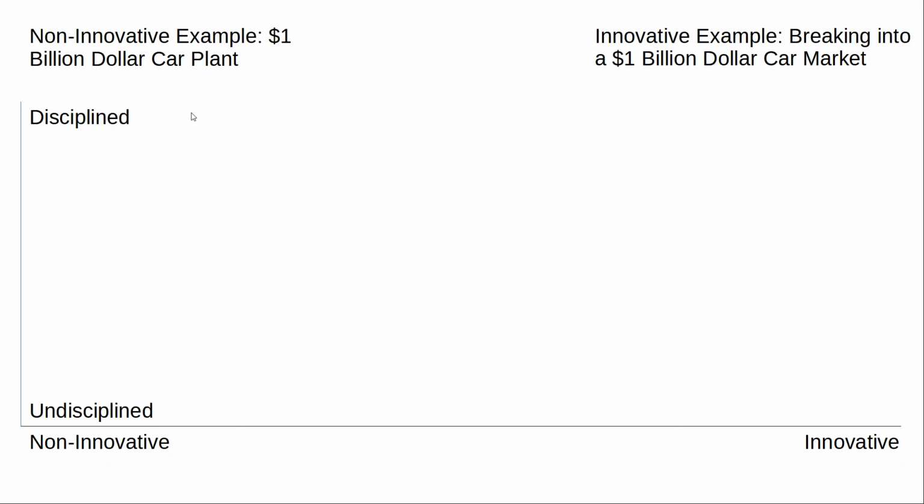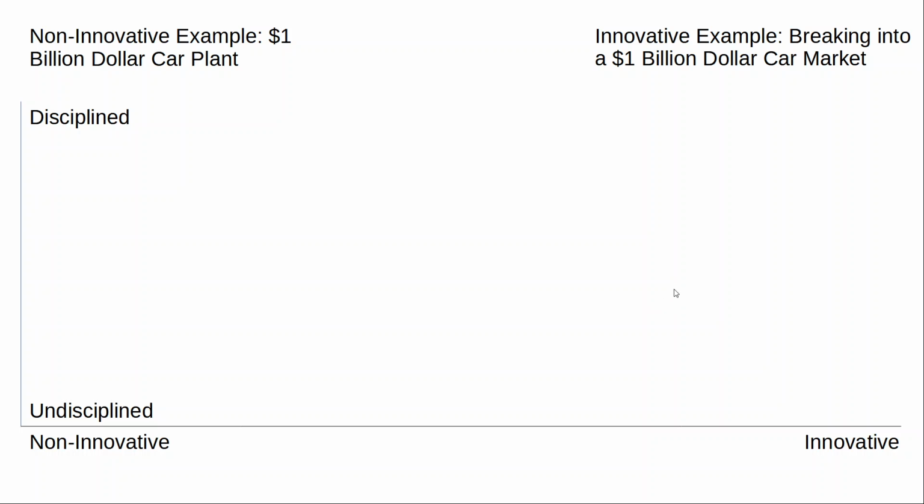So how about an innovative example? Well, how about breaking into a $1 billion car market? How do you do that? What kind of car would you make? Would you market that car? What kind of people would that appeal to? Sure, you're going to make some plans, but those plans are going to have to change. You're going to have to explore this space. There's a number of companies out there that are trying to break into car markets. Some succeed, many of them fail. This is not a given. There's a great deal of unknown in breaking into a $1 billion market. Much more unknown over here than there is over on the non-innovative side.